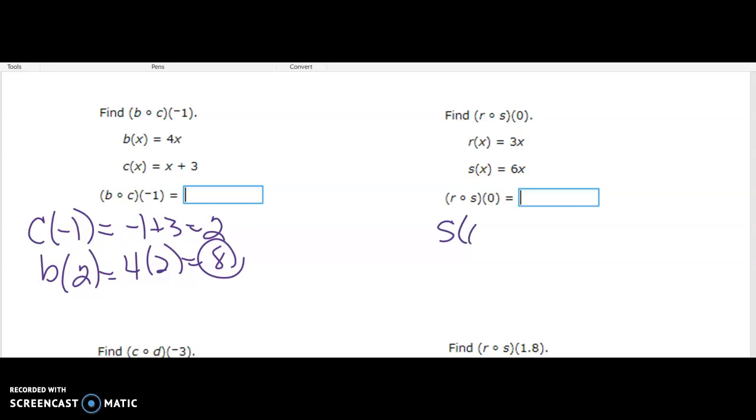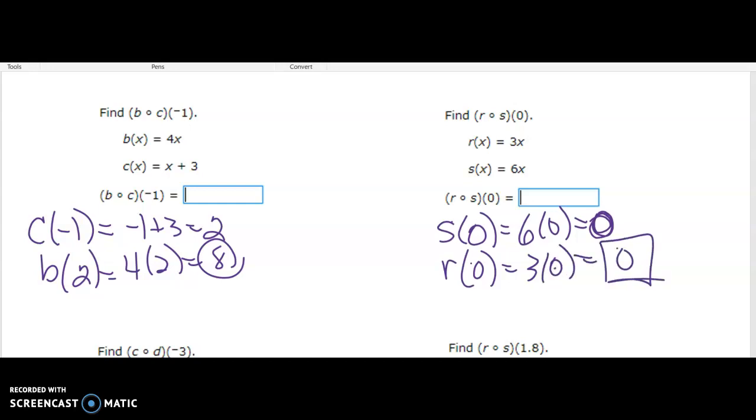So S of 0 equals 6 times 0, which is 0. So we're going to put this 0 into your R. And 3 times 0 is 0. Excuse me. And so your answer is 0.